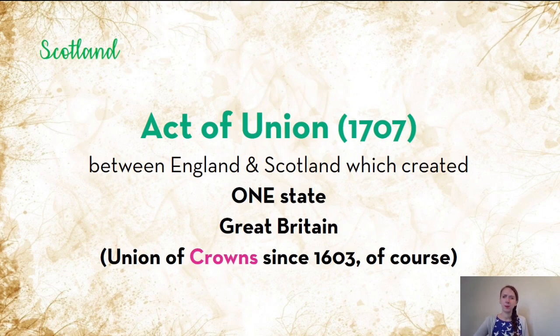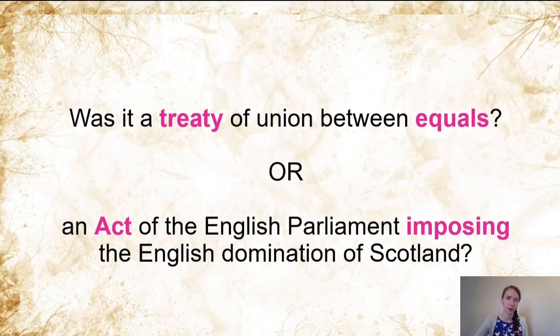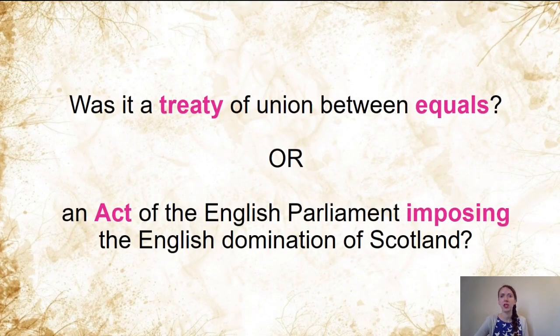The Act of Union between England and Scotland created one state, Great Britain, in 1707. Of course, you remember that ever since the reign of James I of England, there had been a union of crowns, but the two states had remained separate. Now we can wonder if this particular Act of Union was a treaty of union between equals who would be on the same level, or if this is something that was imposed on Scotland from the top.